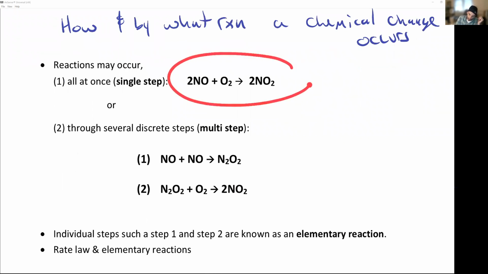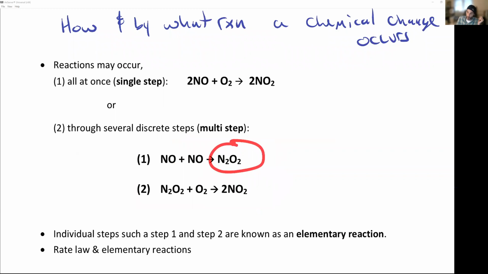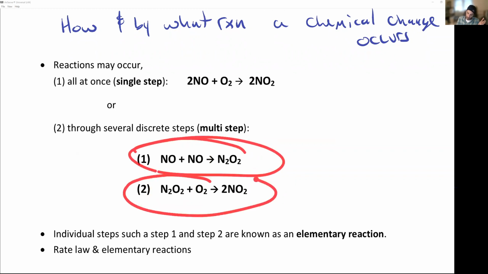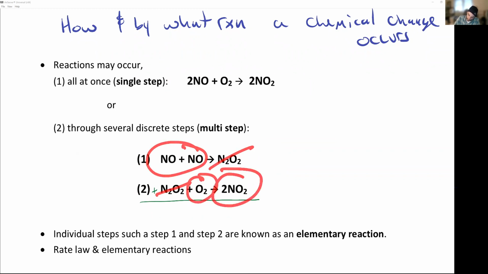I can have this reaction occur in a single step, or I can have it occur in 2 steps. It's going to form this N2O2, which forms and then is consumed. That is known as an intermediate, right? So we form that intermediate, it reacts with oxygen, and we form product. Both of these overall are giving us the same exact reaction. If I combine these two together, these two would cancel, and then I have 2NO plus O2 yields 2NO2.